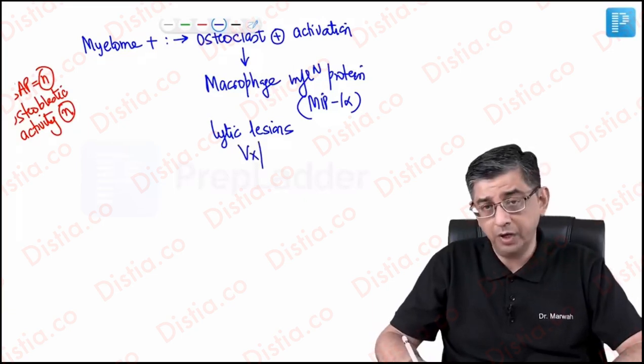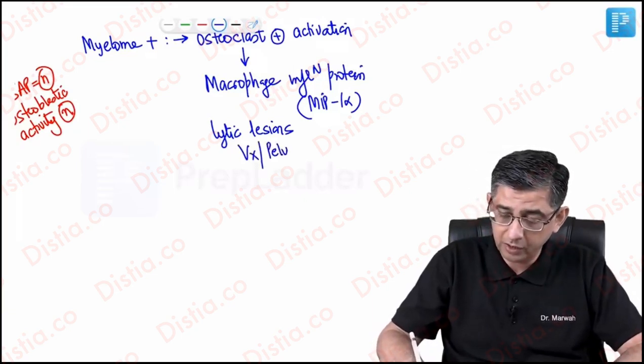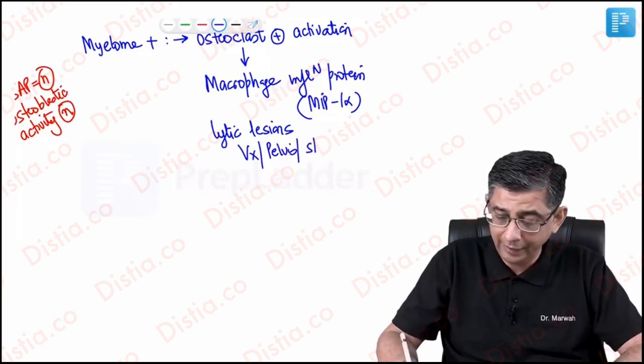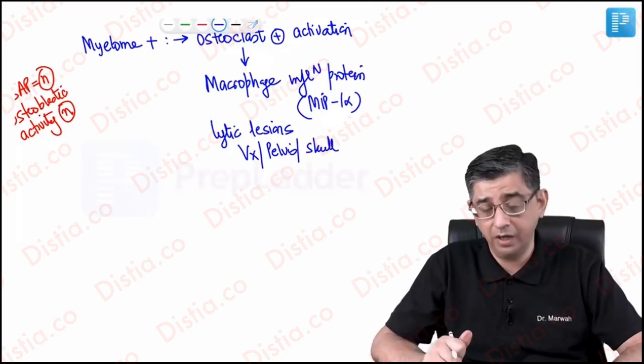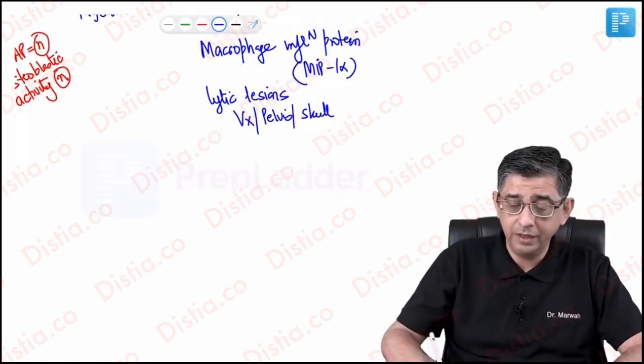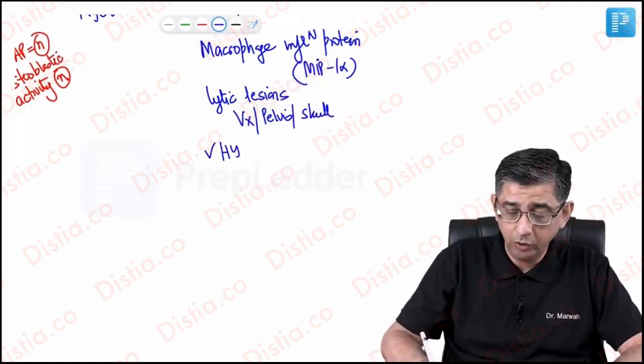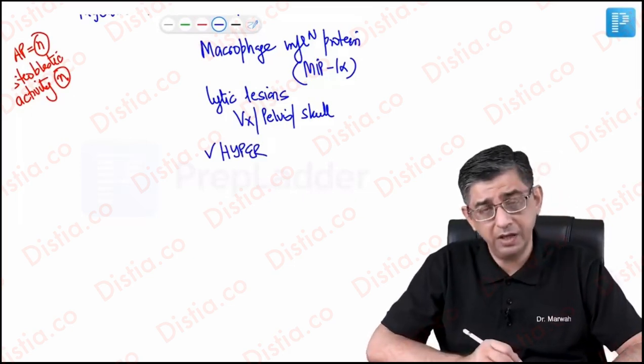The vertebra is initially the most common site, then is the pelvis, and it's in the later part of the illness that the skull gets involved. And because of these lytic lesions, even the breakdown of bone will anyway contribute to the production of calcium.